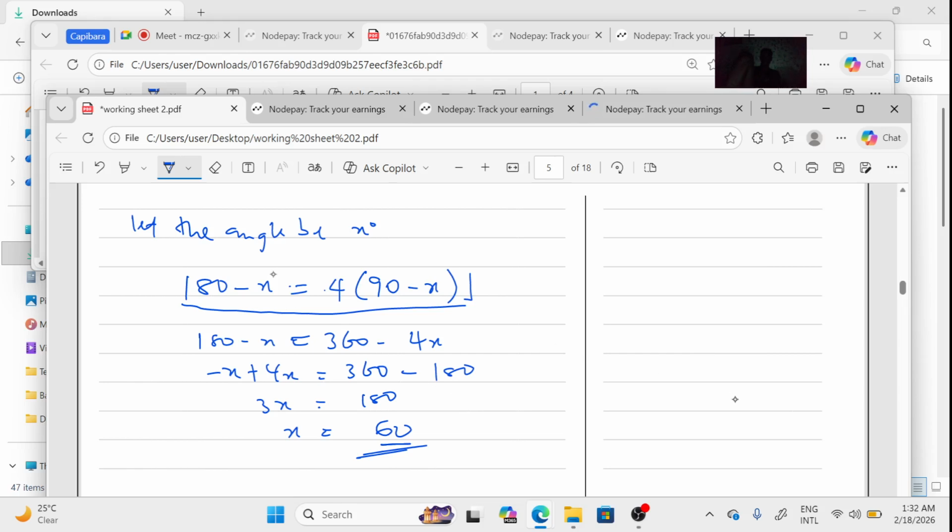So the supplement of x is 120. The supplement of 60 is 120, and they are telling us that 120 is 4 times the complement of x. So what's the complement of x? The complement of 60 is 30. They are saying that the supplement of x, which is 120, is 4 times its complement. Am I making sense?